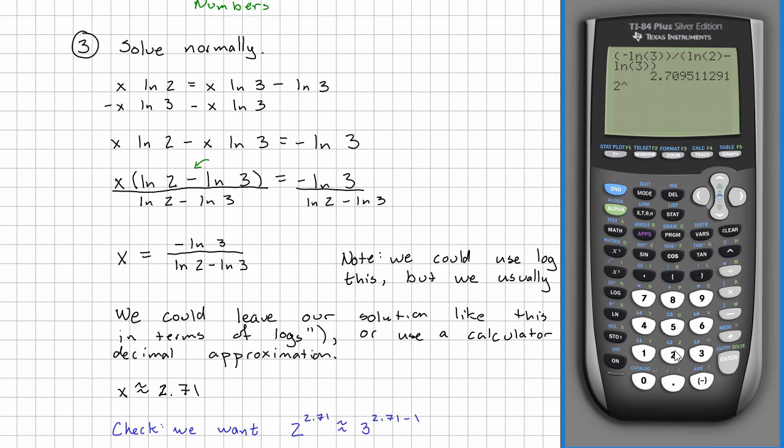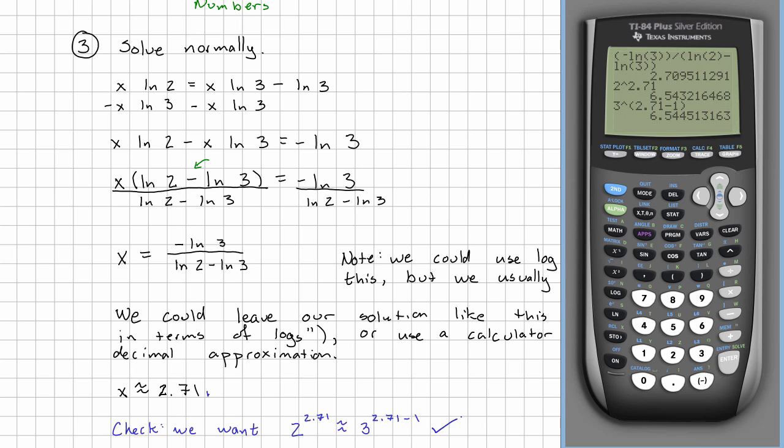So 2 to the power 2.71, that's 6 and a bit. 3 to the power 2.71 minus 1, that's very, very close. We wouldn't expect it to be exact because we rounded that answer, but those are close enough that we think that that is the solution.